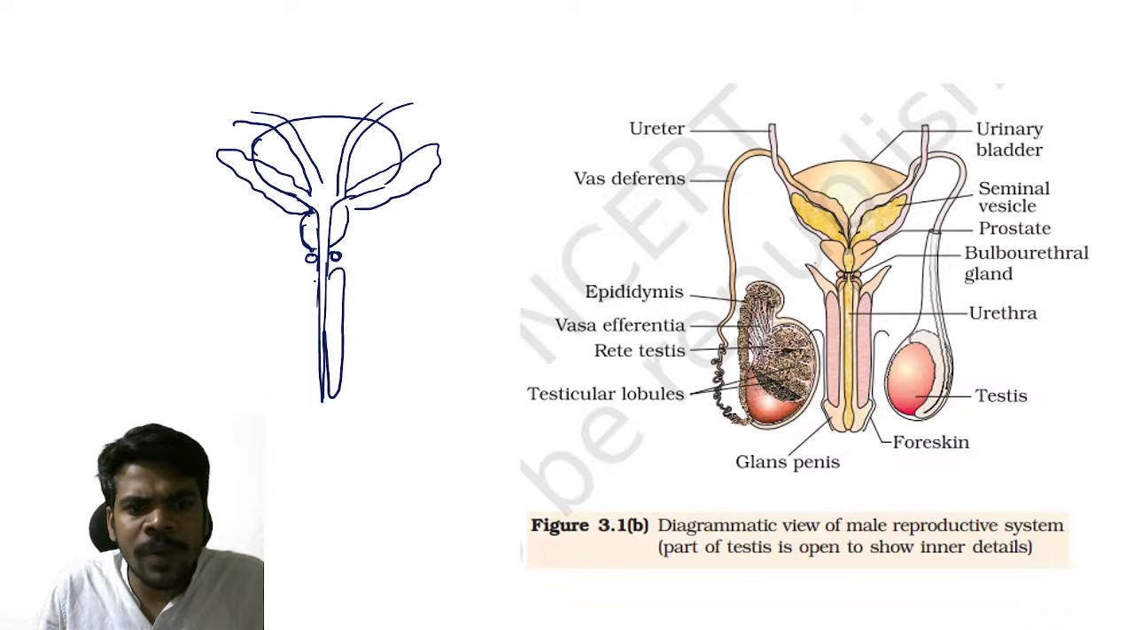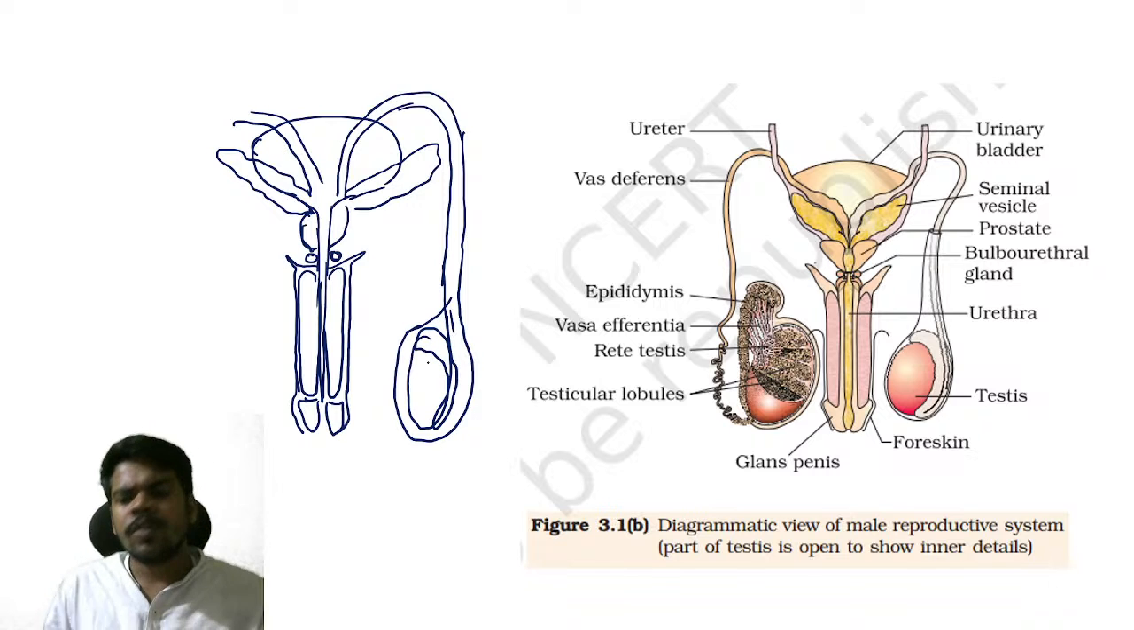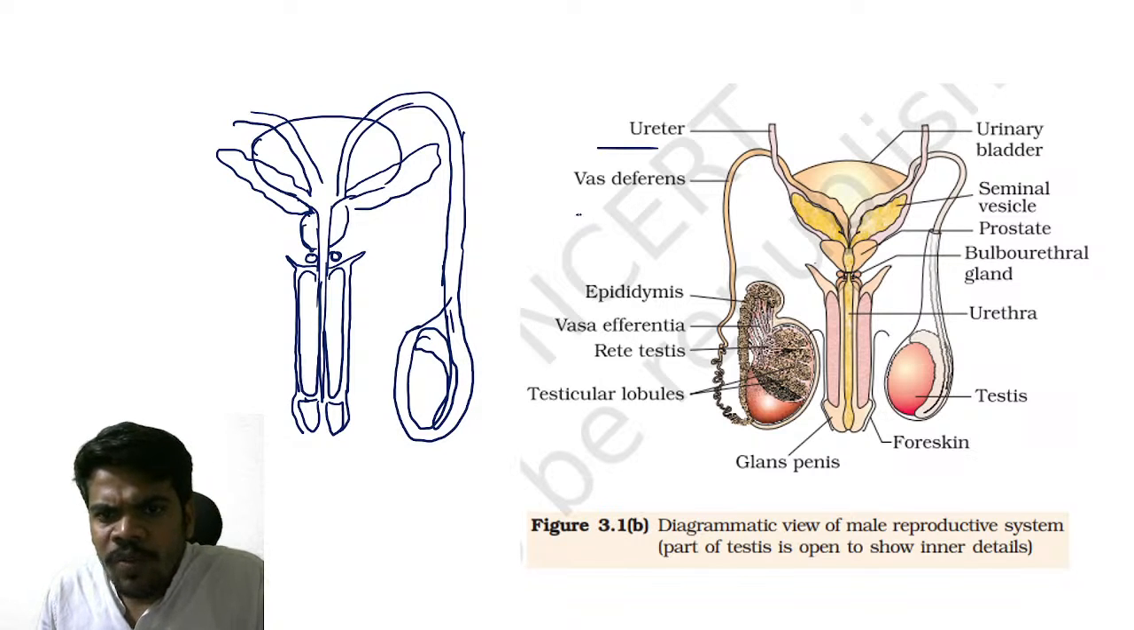Penis is supported by two corpora cavernosa. So it is like this, and there is an enlargement at the end of the penis. There is an enlargement like this. So it is glans penis, and of course these two arise from the scrotal sac. So there is a testis like this. So within the testis, vas deferens. So like this you can simply draw ureter, vas deferens, epididymis, vasa efferentia, rete testis.